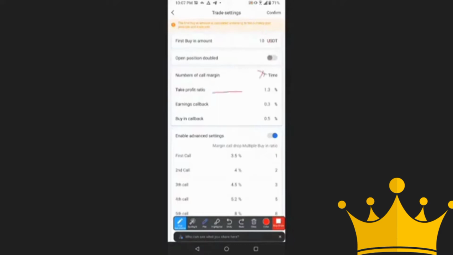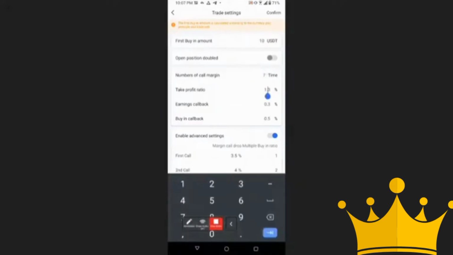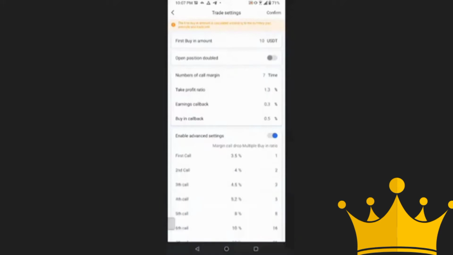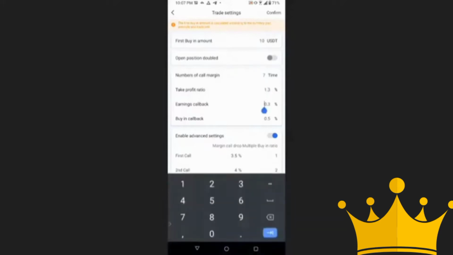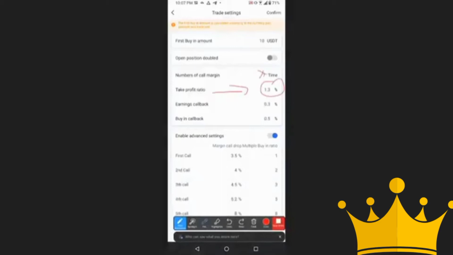Take profit ratio is 1.3%. Now this percentage you can edit. If you want to put it like 1%, or 3%, you can edit. I'll explain to you what it is. Then the next one is earning callback, also you can edit, and buy-in callback also you can edit. Now let me explain to you what each is, one by one. First thing, guys, what is take profit ratio?